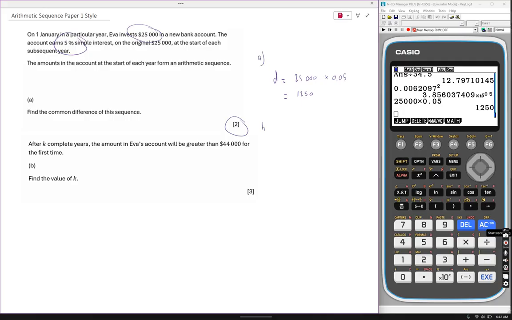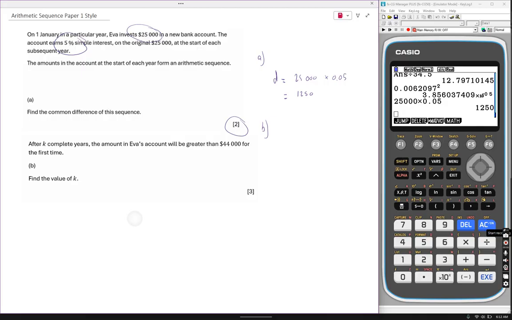Okay, for part B, after K completed years, the amount in Ava's account will be greater than $44,000 for the first time. So K is in completed years, so that would be discrete data, right? So let's keep that in mind. Find the value of K.